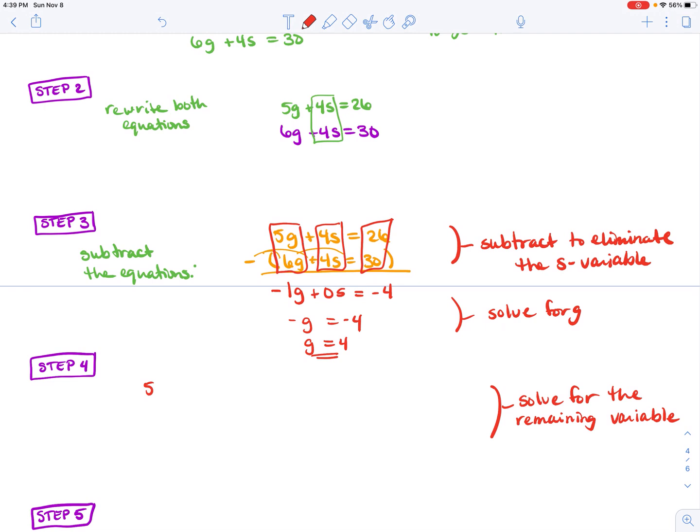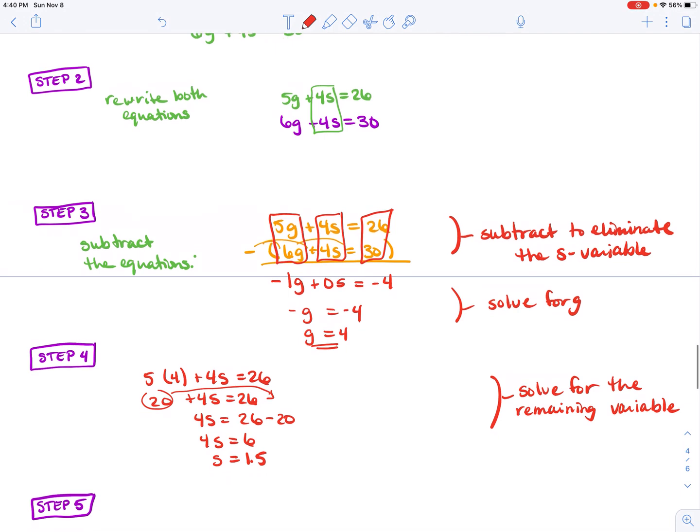So I have 5 times 4 plus 4s equals 26. So I have 20 plus 4s equals 26. And of course, I have to bring my 20 to the other side, which gives me 26 minus 20. So 4s equals 6, and s equals 1.5. So now I have g equals 4, and I have s equals 1.5.